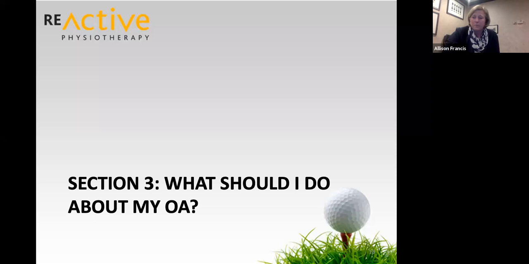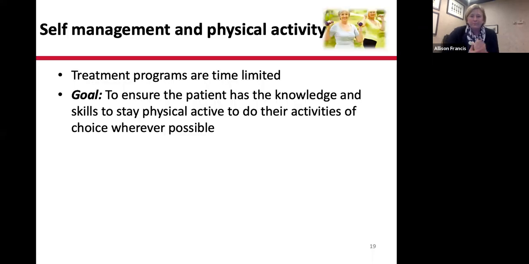Okay, so I'm sure you wouldn't have signed up for this talk if you didn't have at least some interest that you likely have osteoarthritis or are at risk, or know someone or love someone that has osteoarthritis. So you probably want to know what you should do about it. One thing that we have to say is that once you have osteoarthritis, you will have it for life. There is no cure for osteoarthritis. It is a disease that you need to learn to manage for the rest of your life. It cannot be taken away.